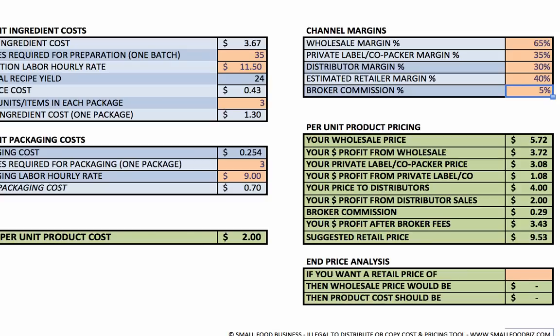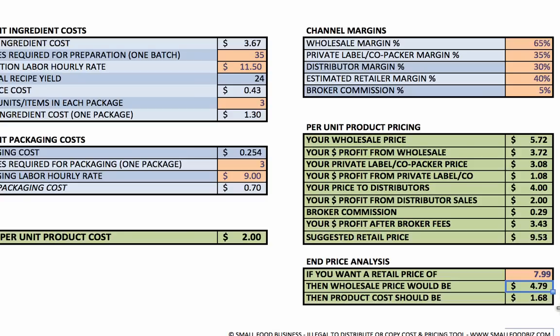The last part of the spreadsheet that can help you is you might go through this entire equation and say, okay, this is great, but there's no way I can have somebody pay $9.53 for 3 cookies in a bag. So you can go into here in this orange cell and you can say, actually, I want a retail price of, let's say, $7.99. And then the spreadsheet will tell you, well, in order to have a suggested retail price of $7.99, assuming that you're holding these margins constant, then in that case, your wholesale price needs to be $4.79 and your product cost should be $1.69.